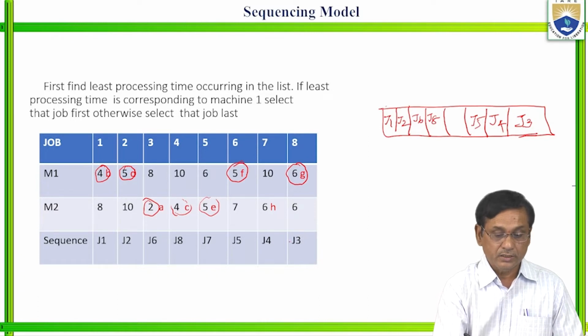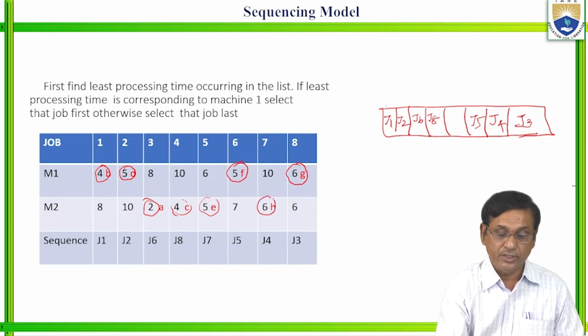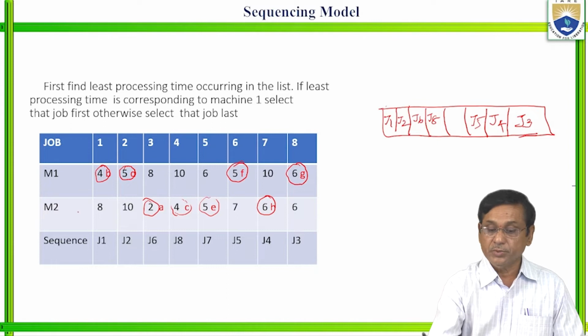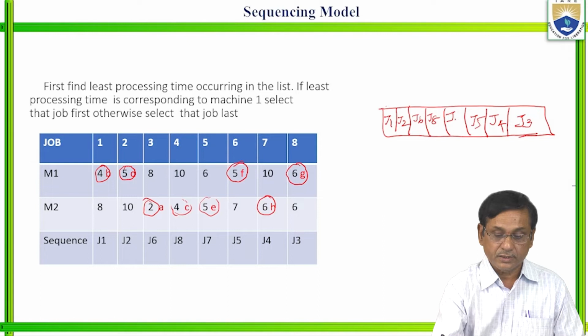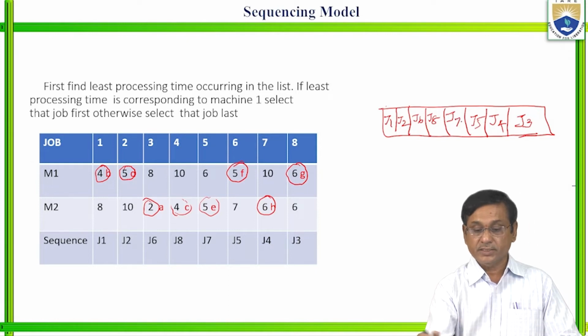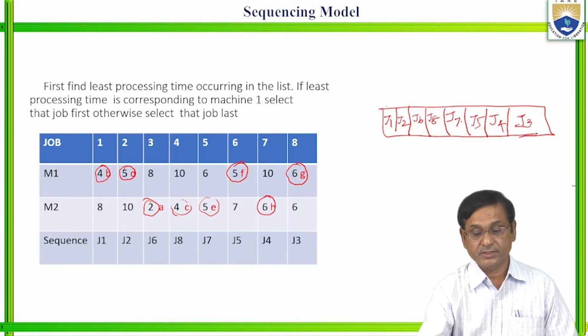Then this job is also over. The next lowest is 6, corresponding to machine 2. So it should come from the last, that is J7. Like that we have to find out the sequence.